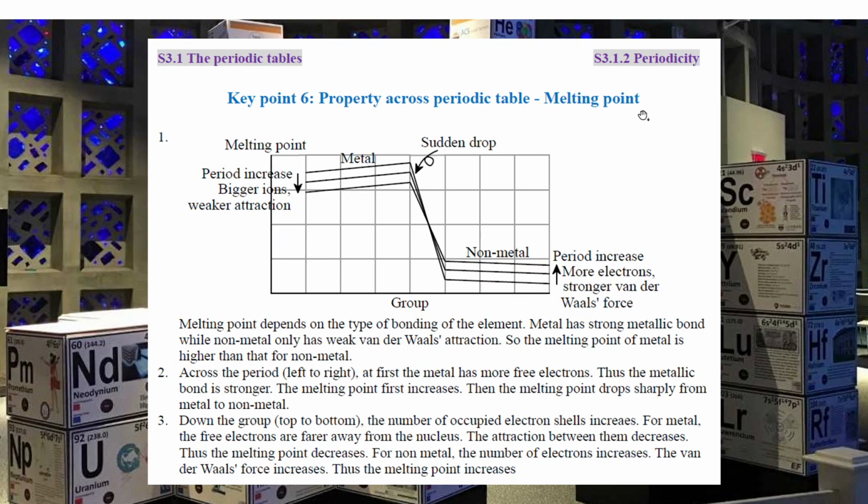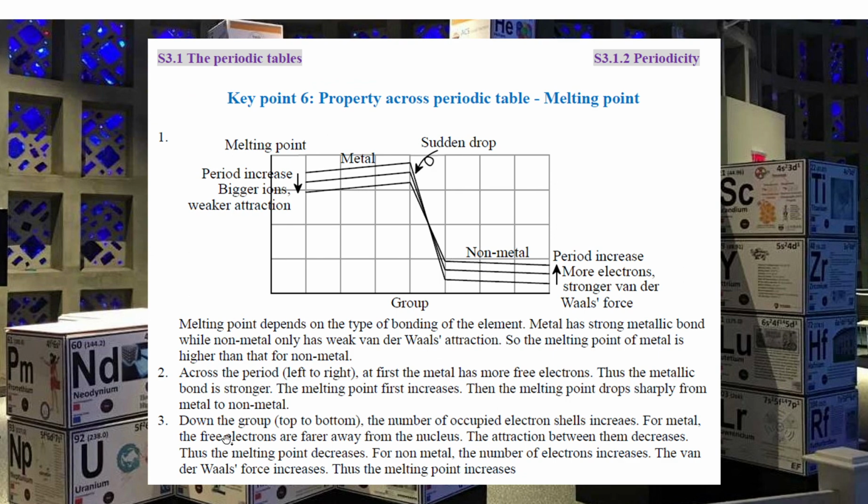And then melting point is another property, with the same concept. Melting point depends on the type of bonding of the element, because metal has strong metallic bonds and non-metal has weak van der Waals attraction. So the melting point for metal is much higher. Across the period, first the metal has more free electrons, so the metallic bond increases, so melting point increases first. But the melting point later drops sharply when it goes to non-metal.